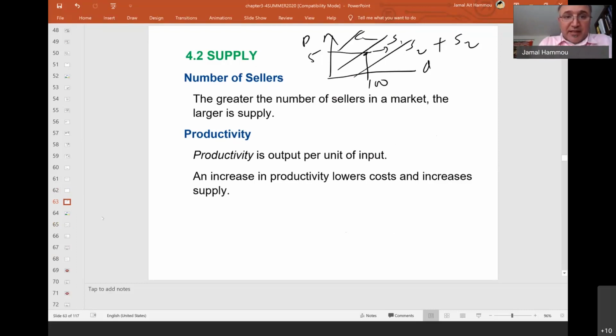So number of sellers is just, if you increase number of sellers, means you are shifting the supply curve to the right. If you are decreasing number of sellers, you are shifting the supply curve to the left. That's decrease. Now, productivity, it's the same thing as cost of input.